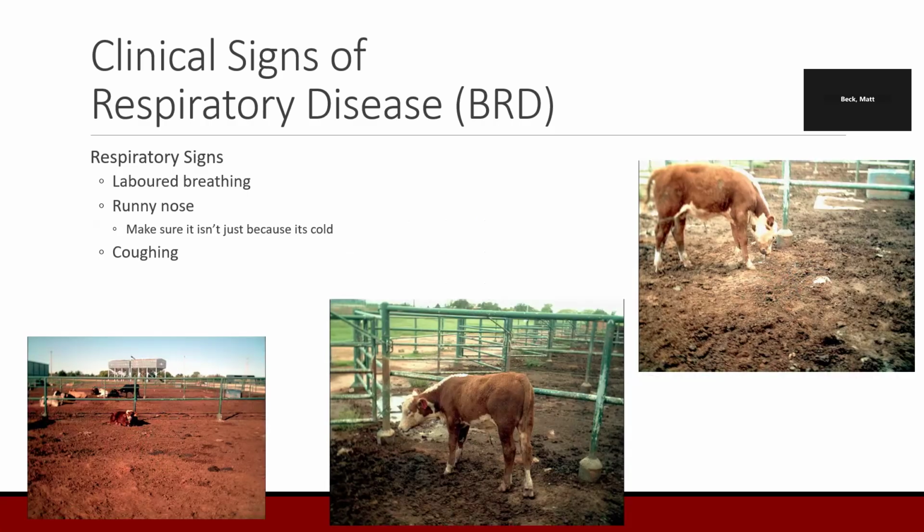Respiratory signs. So we've said these: labored breathing, runny nose. When the animal has a runny nose, make sure it's just not cold that morning, right? And then coughing. Those are pretty self-explanatory. We exhibit the same symptoms for respiratory illness, right?